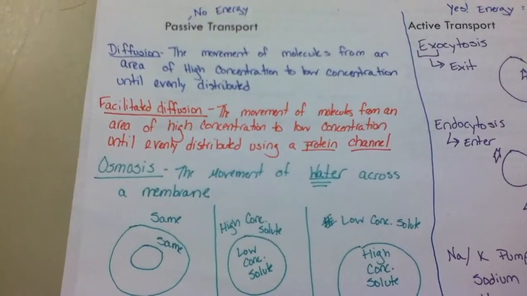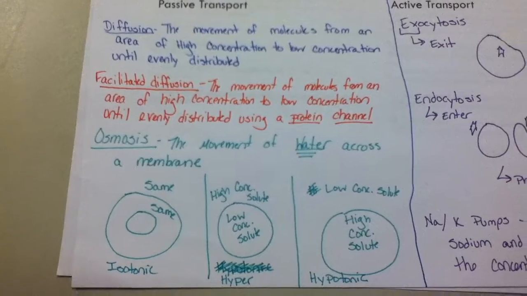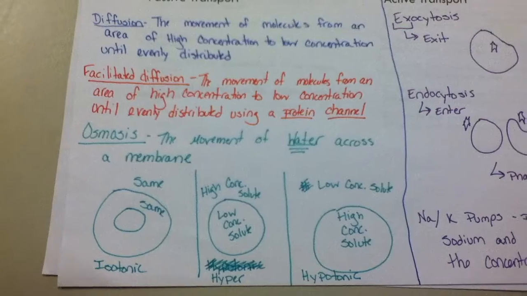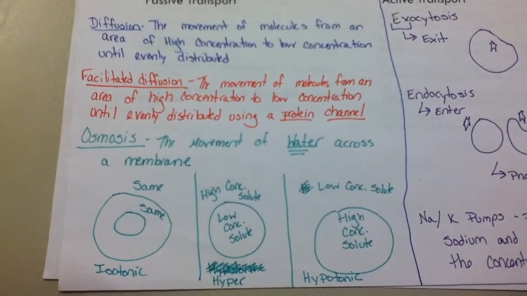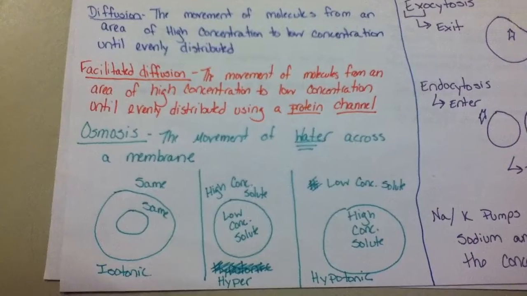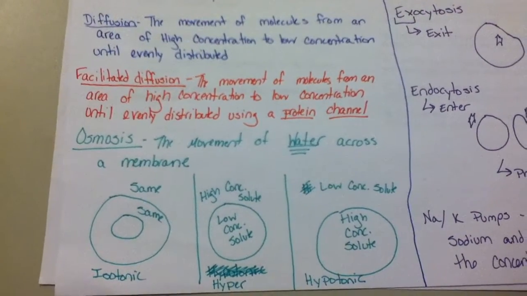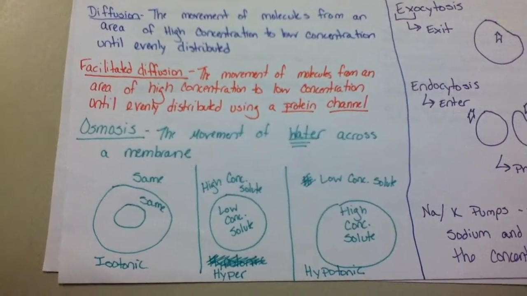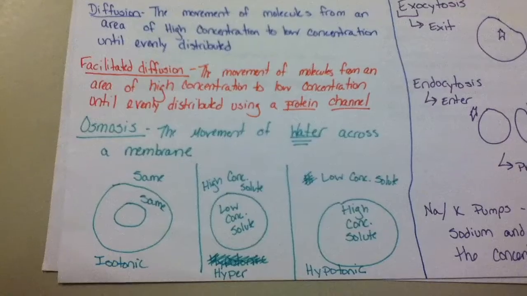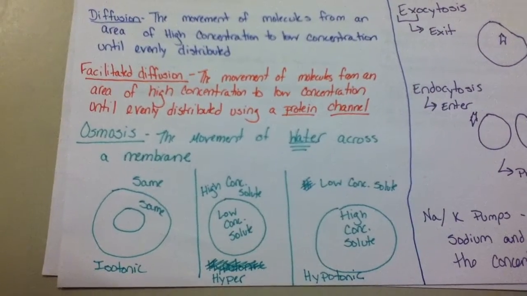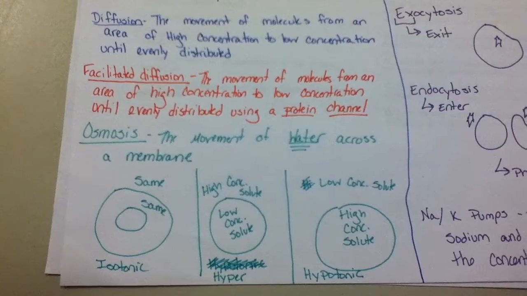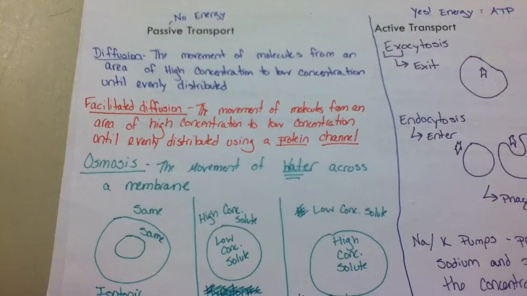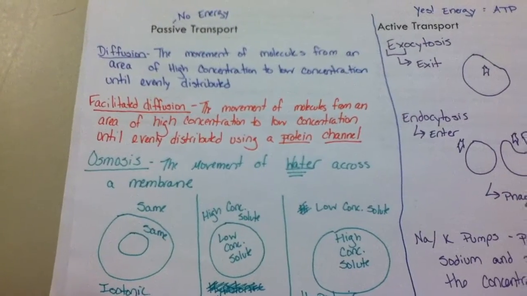Osmosis is the movement of water across the semi-permeable membrane. When we're talking about osmosis, we're talking about the solute concentration of the solution in relationship to the cell. And remember, you can be an isotonic solution where you have the same concentration of solutes inside and outside. Hypertonic, where you have a high concentration of solutes on the outside and a low concentration on the inside. And hypotonic, where there is a low concentration of solute on the outside and a high concentration of solute on the inside. So diffusion, facilitated diffusion, and osmosis, passive transport.